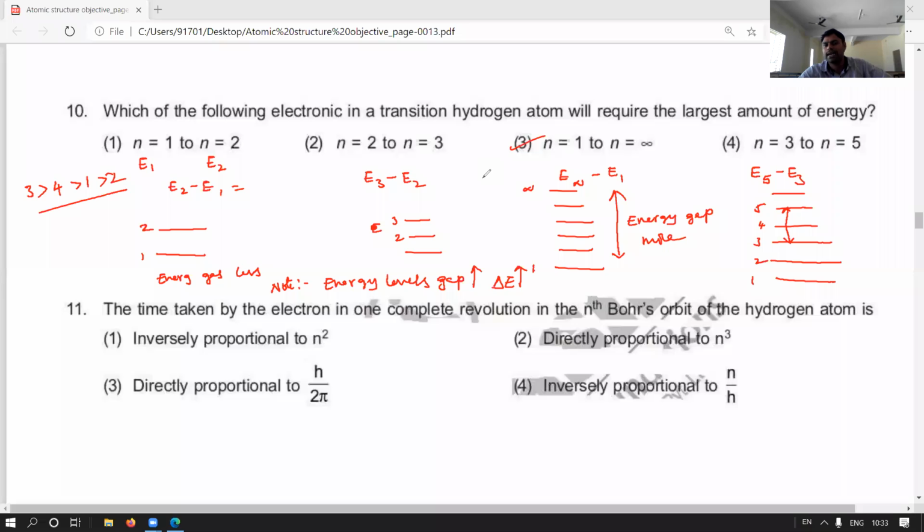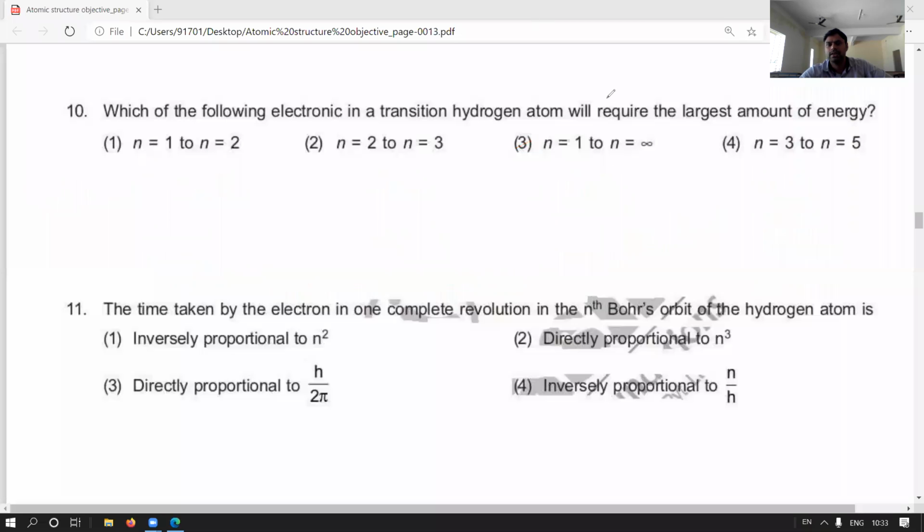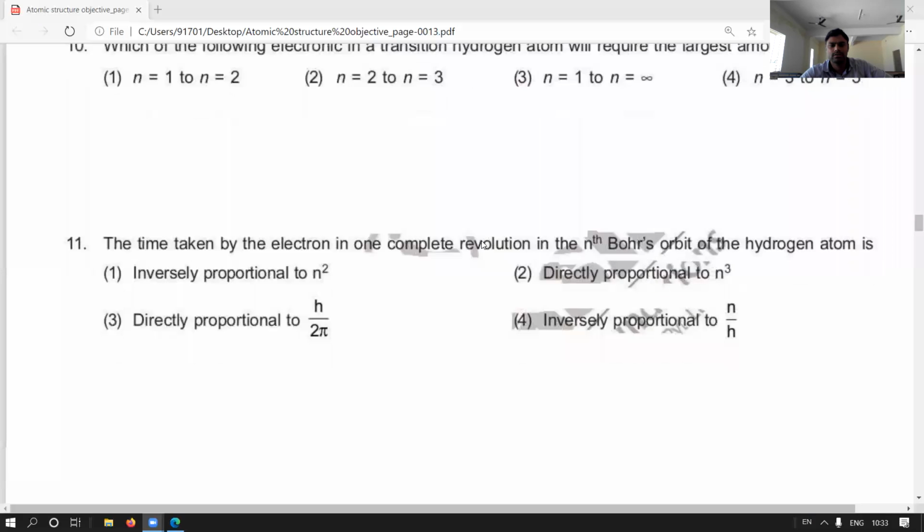Otherwise, you have to calculate the values theoretically. Already I said how to calculate the energy difference between E2 minus E1, E3 minus E2, E infinity to E1, and E5 minus E3. Those values you have to calculate. Then the highest value will come for E infinity to E1. Okay, go for the next question.